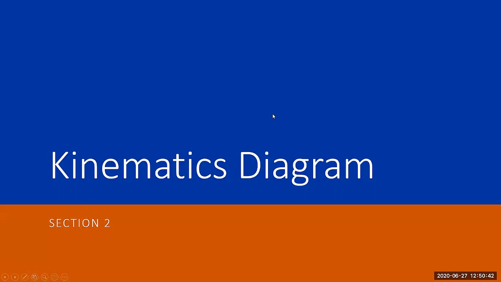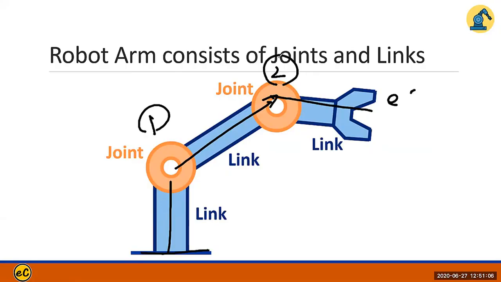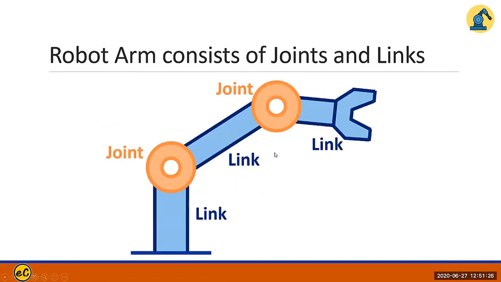Kinematic diagram, section 2. A robot arm consists of joints and links. Right here, we have a very simple chart. We have two joints, so it would be a degree of freedom 2 system. We have joint 1 and joint 2. And we have 3 links: from the base to joint 1, from joint 1 to joint 2, and from joint 2 to the end effector. And we have a symbol for a revolute joint, a prismatic joint, and a link. These are called the 2D diagram for a robot arm or the manipulator.